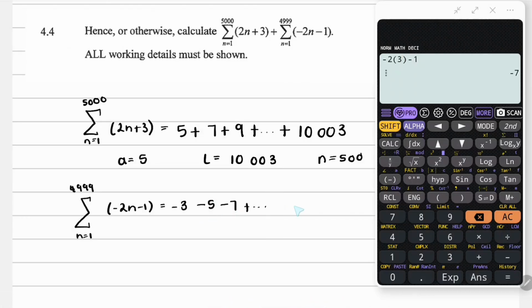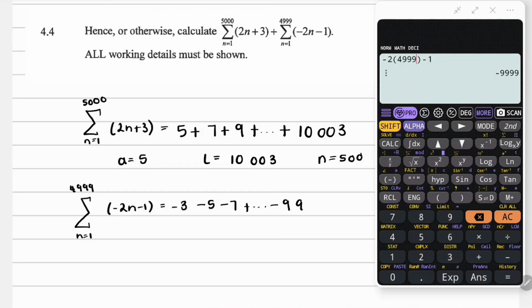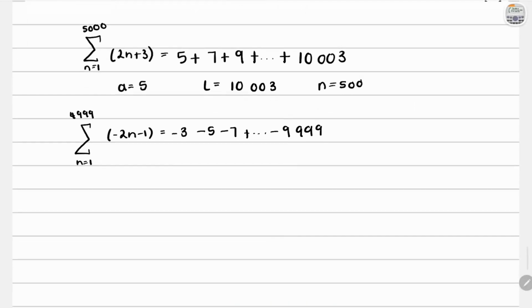And this keeps going till the last term. And the last term would be at 4,999. So let's go ahead and substitute and see what we get. We get negative 9,999. And this is what that looks like. Okay, so we can also just find everything we need from here.